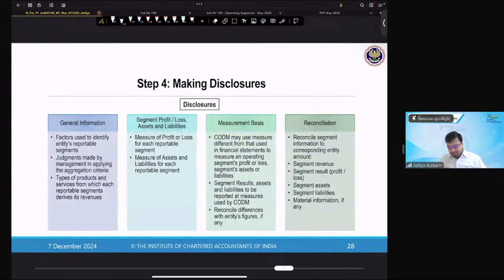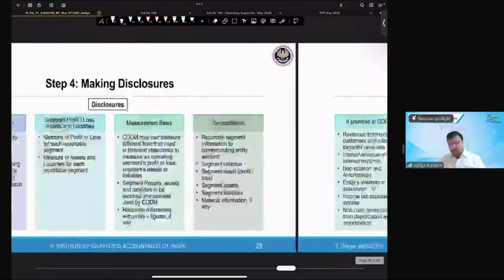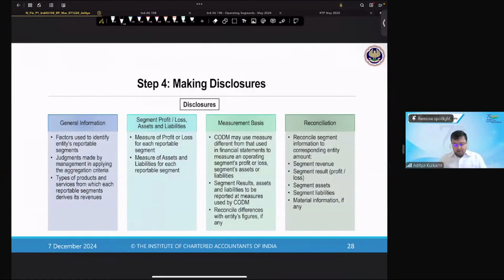All right. Now, what am I going to disclose? Last step. Information, factors used to identify reportable segments, judgments made in applying aggregation criteria, and types of products and services from which each reportable segment derives its revenues. Then I will disclose profit or loss for each reportable segment, and measure of assets and liabilities for each reportable segment. Measurement basis, this is important.